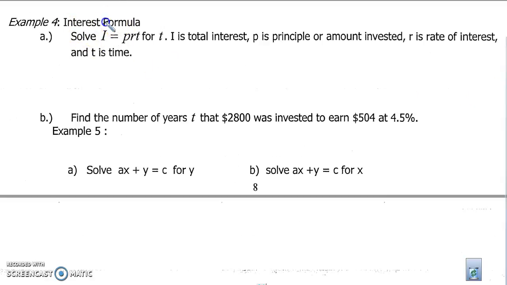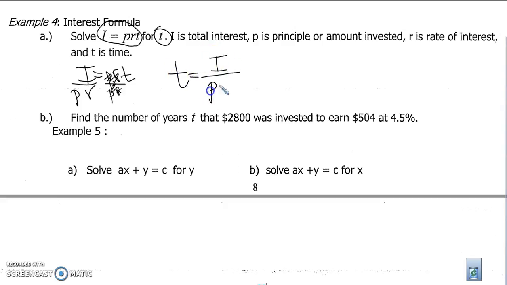Example 4, interest formula. Solve I equals PRT for T. I is the total interest, P is the principal or amount invested, R is the rate of interest, and T is time. So this is how they calculate interest when you put money in the bank or you borrow a loan. So right here, I equals P times R times T. We're solving for T. So you want to isolate T and move everything away from T. This means times. So we're going to divide. So take PR and divide each side by PR. This cancels away. So T equals I over PR.